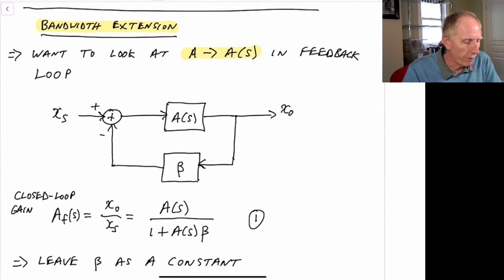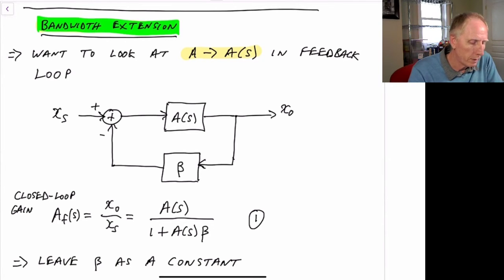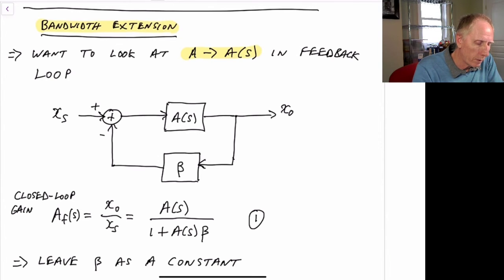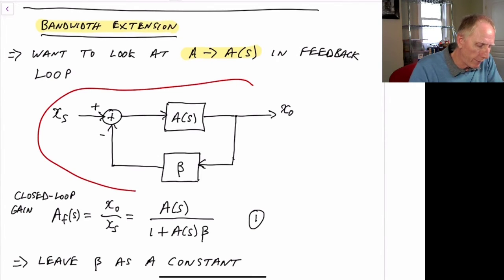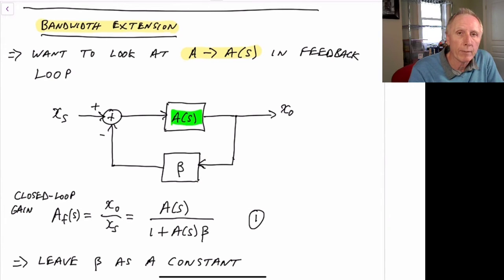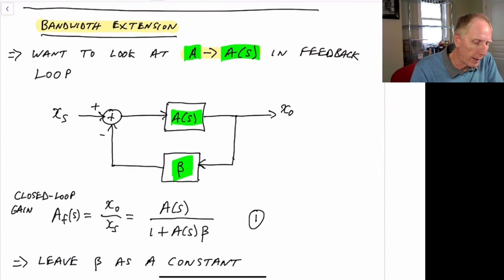So the next benefit of feedback that we'd like to look at is bandwidth extension. So we want to take our normal feedback system that we have here. In this case, we'll change A to now be A of S. So make it a function of frequency. So rather than just having A, we change it to be an A of S, which is now a function of frequency. And we're going to leave beta to be a constant. So it will not be a function of frequency. I'd like to see how that affects things.